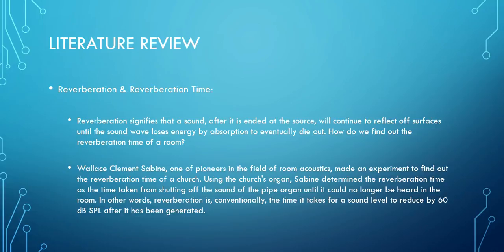Wallace Clement Sabine was the first pioneer in the acoustic field, and so he was the first to come up with a method of measuring the reverberation time of a room. So what he used was an organ. He would play, and then he would shut the organ off in the church and time how long it would take for the sound to die out. That time would be the reverberation time of the room.